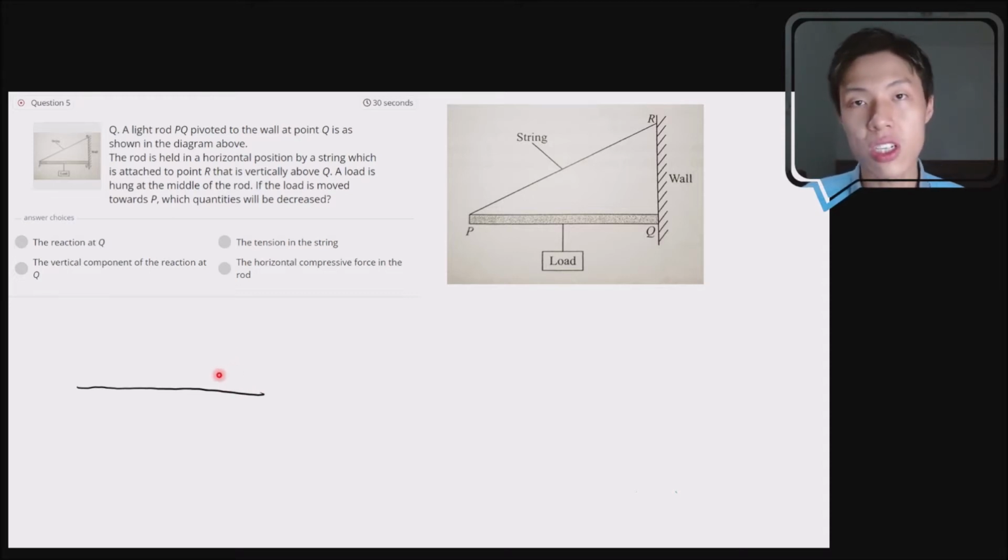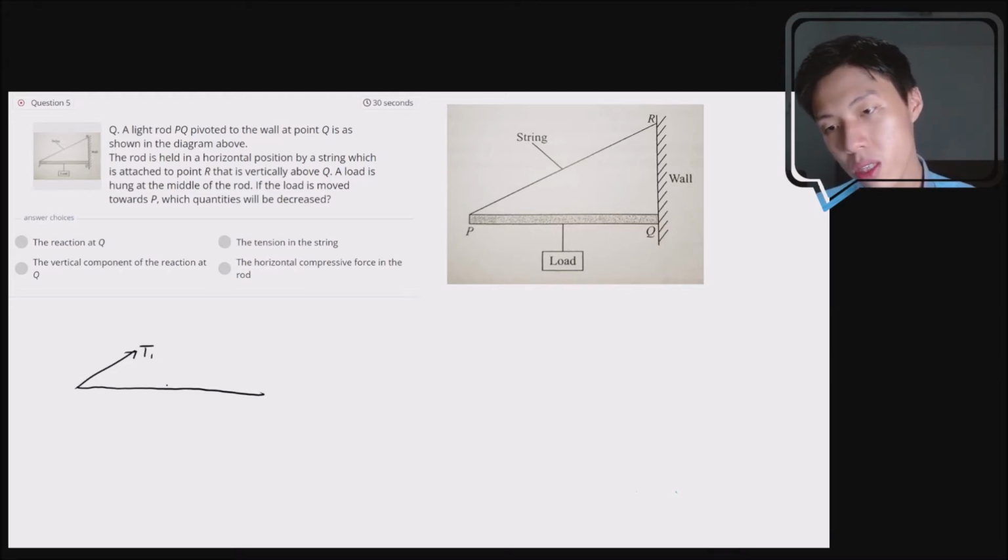Next, the next question is: is the light rod PQ here connected to any strings, ropes, or cable? Yes, it is connected to a string at point P, and in the middle, it is connected to another string which connects to the loop. So you should expect 2 tensions in your diagram. So let's call this tension 1, and we have tension 2 coming out from the middle.